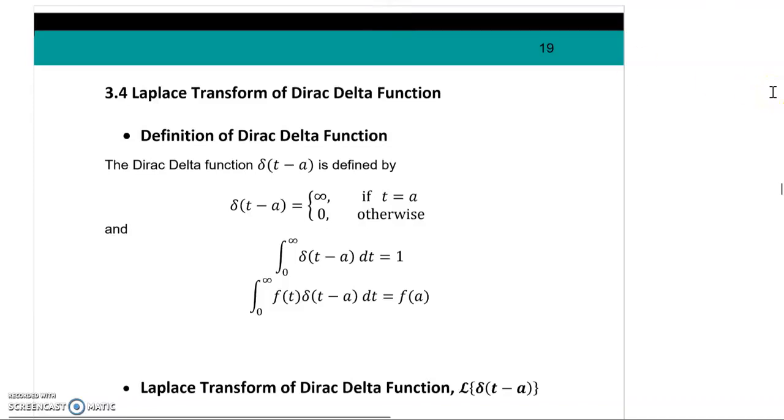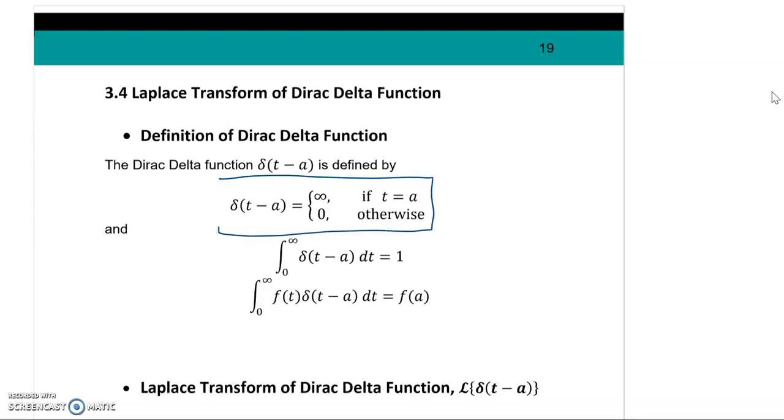3.4 Laplace transform of Dirac delta function. Before we go to the Laplace, let us see the definition of Dirac delta function. The Dirac delta function is a function that models the tall and narrow spike function. Mathematically, it is defined here.